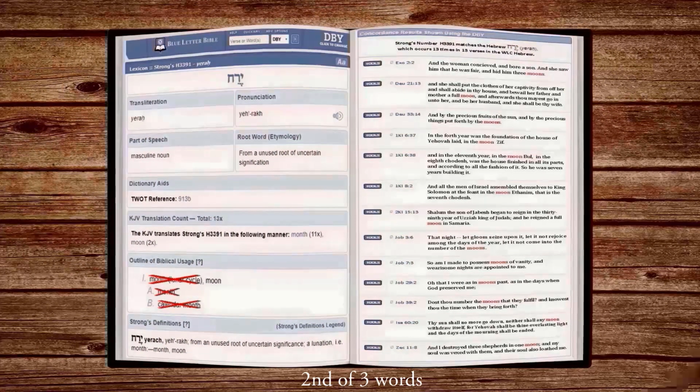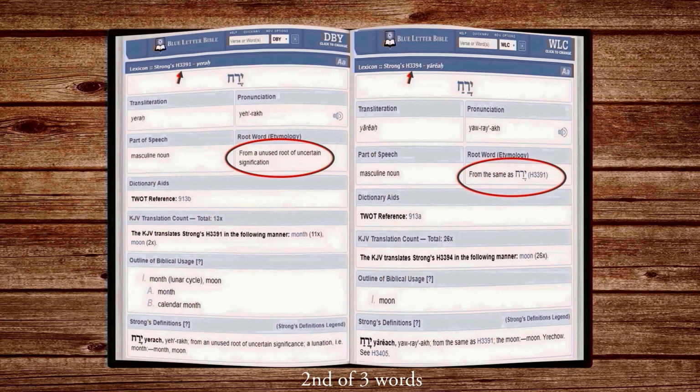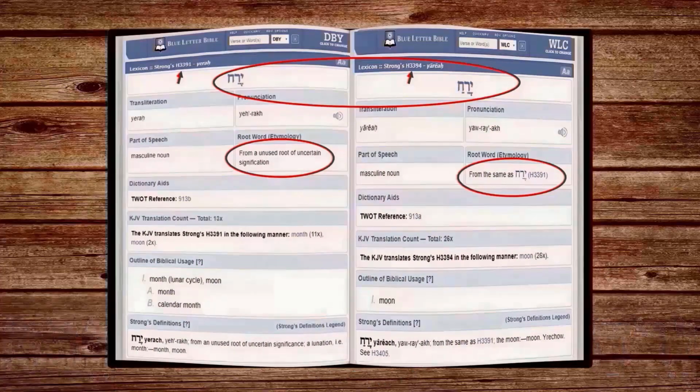So let's compare. We have 3391 Yarach, an unused fruit of uncertain signification. And then 3394, Yareach, from the same root. And yet one says month, the other says moon. The only thing that's different here is the vowel pointings, which we are going to argue as being influenced by a theological point of view.